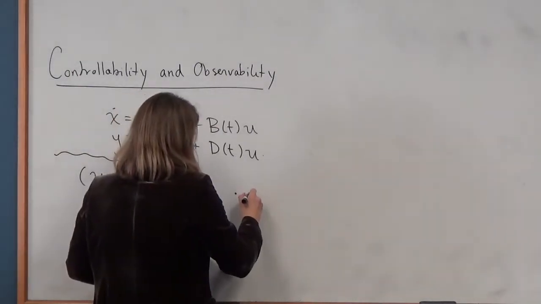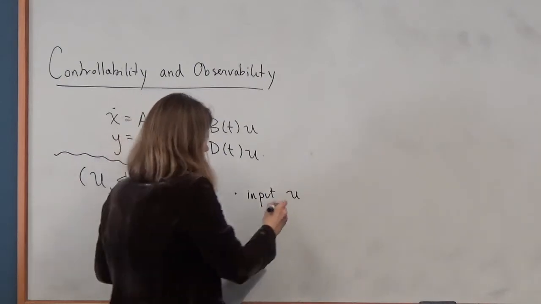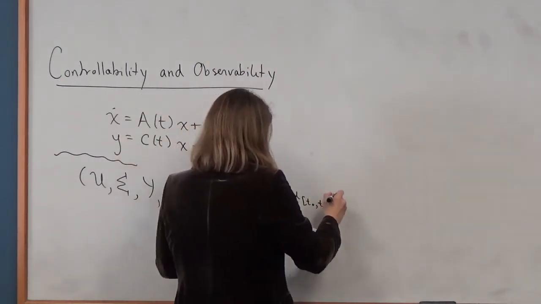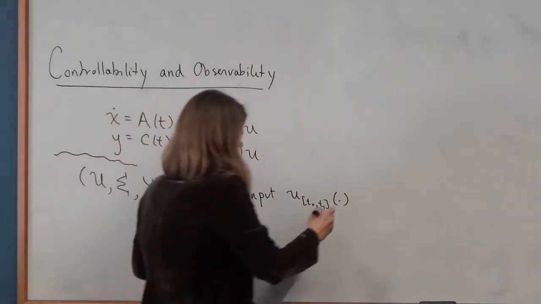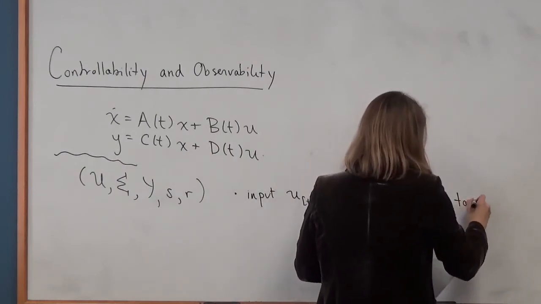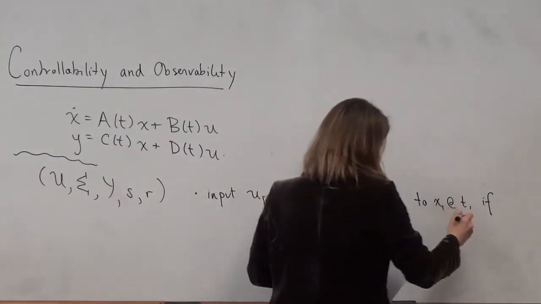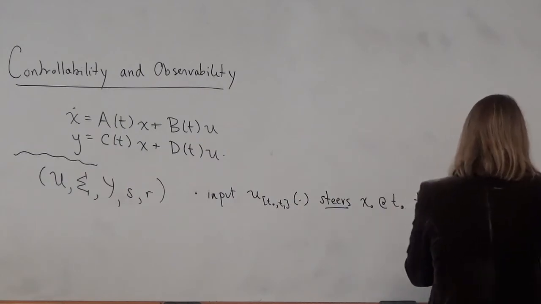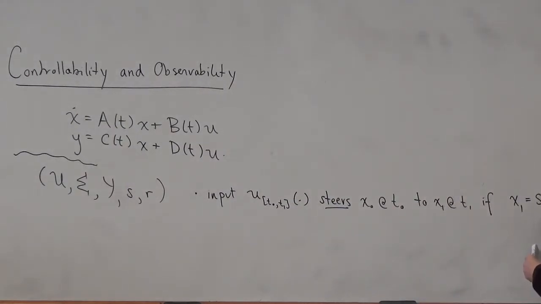So we say that the input function, remember our notation, the input function u between some initial time t0 and some final time t1, so that's a function, steers x0 at time t0 to a state x1 at time t1 if the state at time t1 is equal to the state transition function evaluated at time t1, if we started at time t0 at state x0 and applied that input u over that time interval. So steers basically means that the input allows you to get from an initial state x0 to a final state x1 in the time interval from t0 to t1. That's the definition of steers.